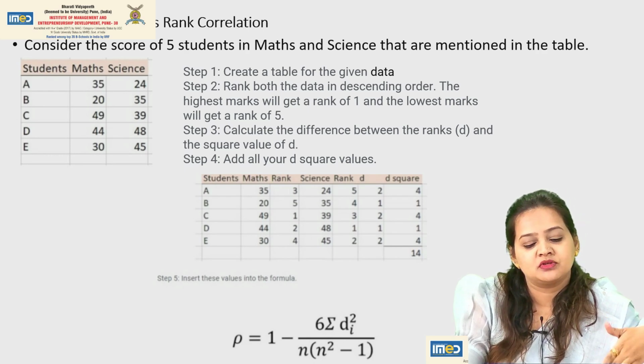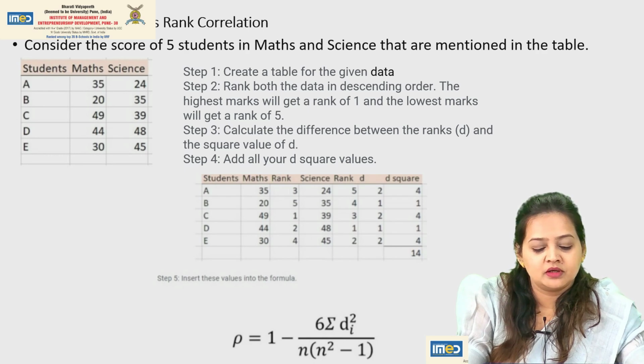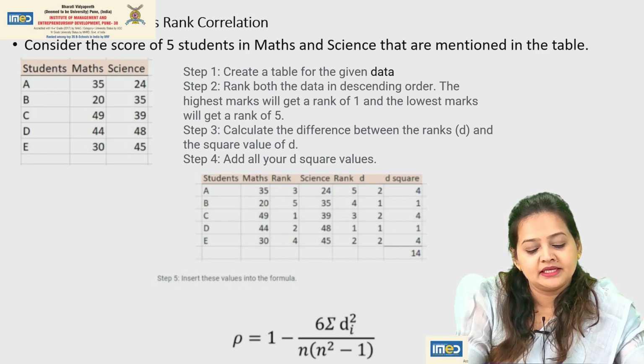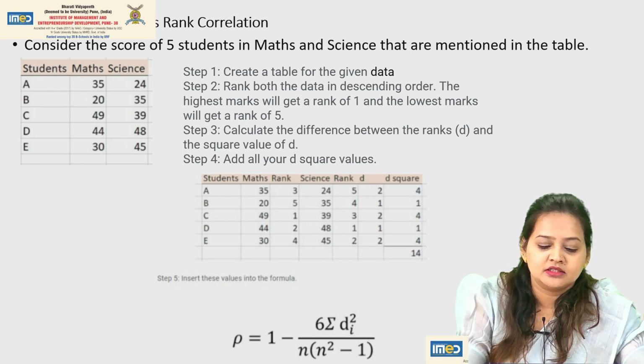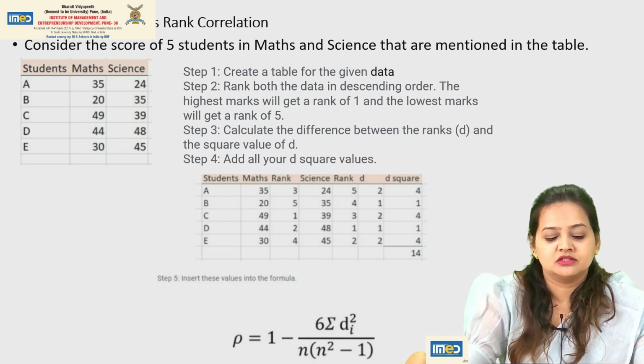Now all the steps over here are mentioned as to how you are going to solve it. If you see the formula, rho is equal to 1 minus 6 summation di square divided by n into n square minus 1, you can observe that the constituent you require in the formula is di square, and for that you have to calculate d. For that you need the difference between the two ranks of mathematics and science. Now how are you going to find the ranks? That is what we will see.